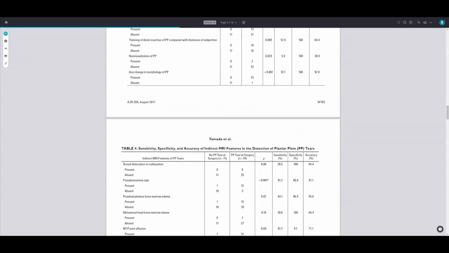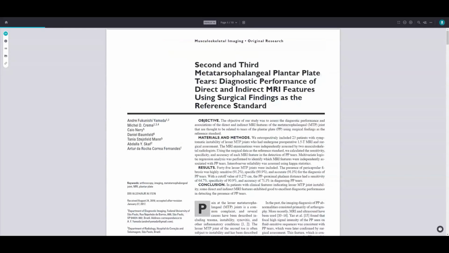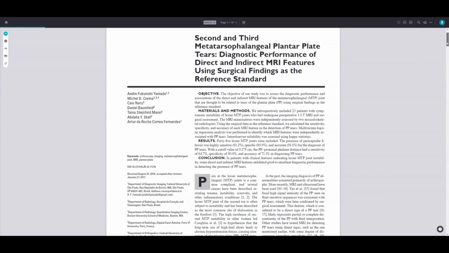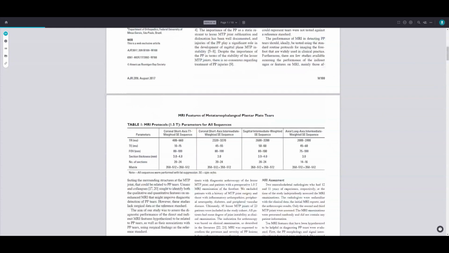And this is a great article out of AJR from 2017, second and third MTP plantar plate tears, Yamada and their group. Amazing work that really, I think, put plantar plate imaging on the map as something that you will find most radiologists reporting whether or not the plantar capsules are intact, and picking apart that you need excellent quality in order to see these structures.